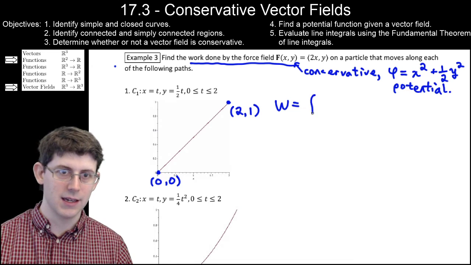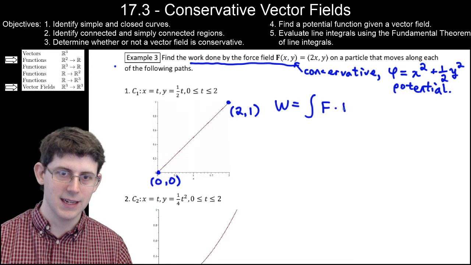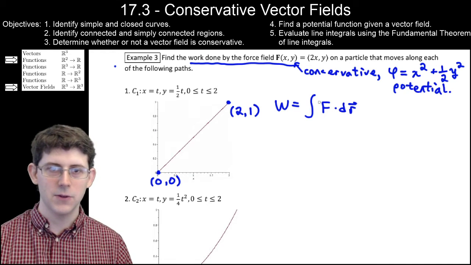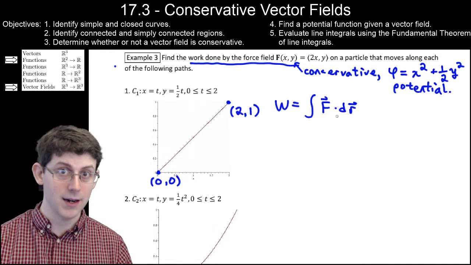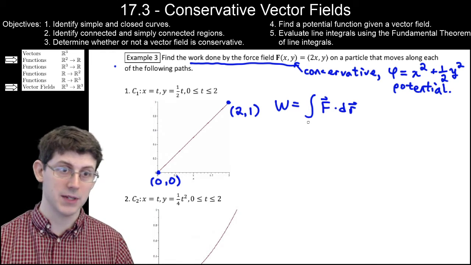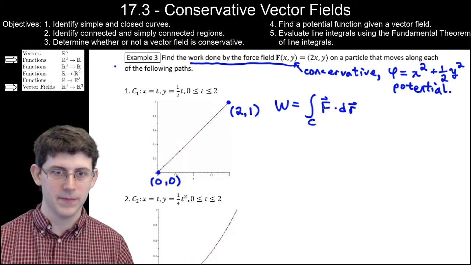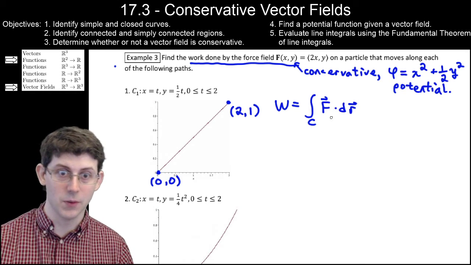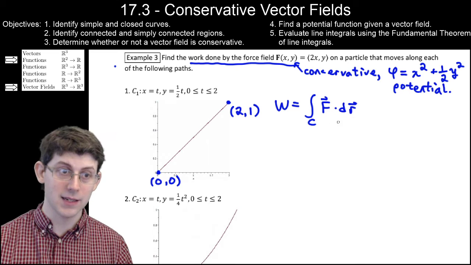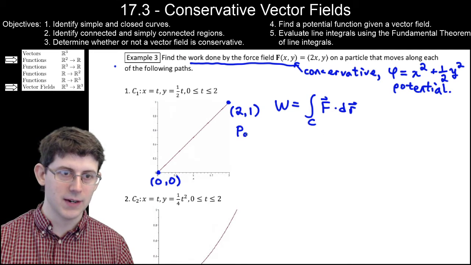Work is the integral of f dot dr. And if you can figure out what these objects are, then you won't have to look up what's going on. Like what is f and what is dr? What are these things? Well, r is a parametrization of the path. So let's parameterize it.